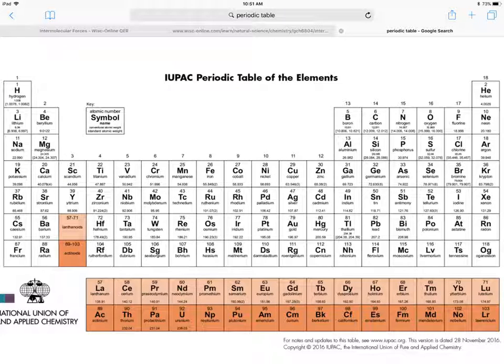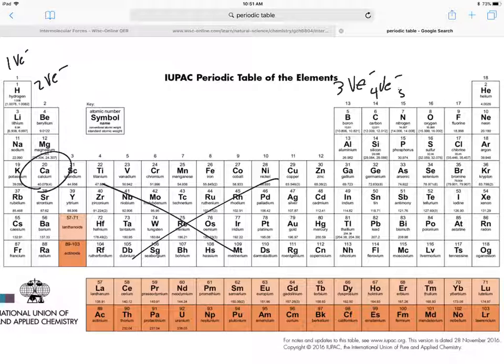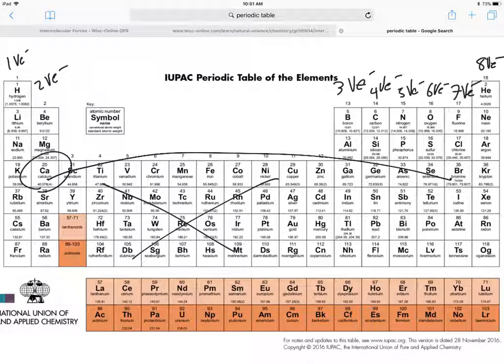On my periodic table, I'm going to find calcium. I'm going to know that calcium has one valence electron, two valence electrons, we skip these, three valence electrons, four, five, six, seven, and eight valence electrons. So we know that calcium is going to have two. On the periodic table, I can see that it would have to gain a lot to get to 8, or lose a little bit.